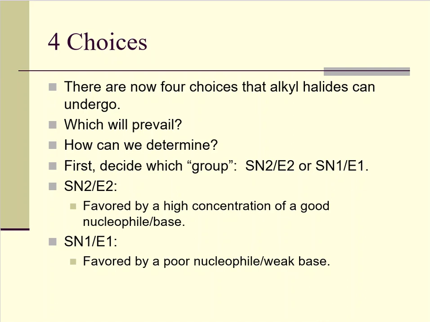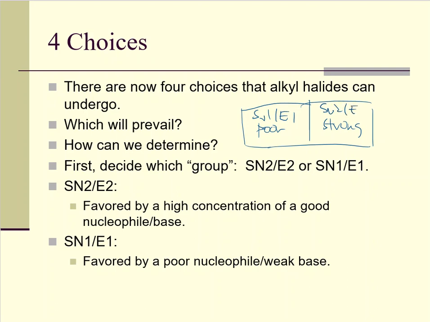Well, I'm first going to tell you, and this is kind of what we've always done, we've divided them up into halves. We're first going to determine poor nucleophile or strong nucleophile. If they're poor, then SN1 and E1 are my possibilities. If they're strong, then SN2 and E2 are going to be the possibilities. And that's what this slide is basically telling you. That's a good way to sum up the information that's on here.